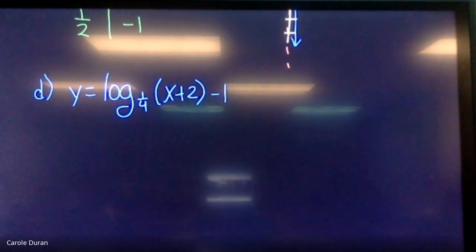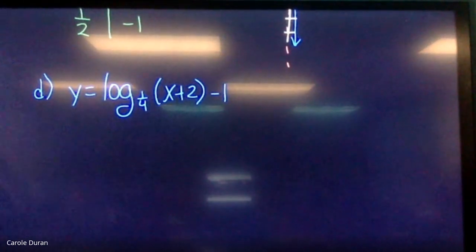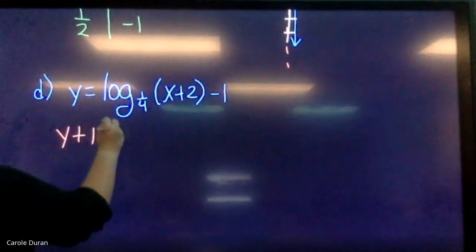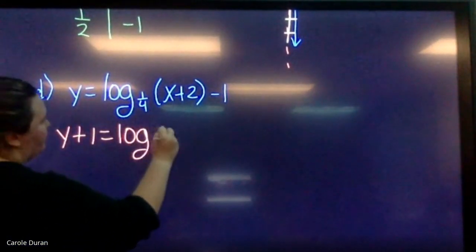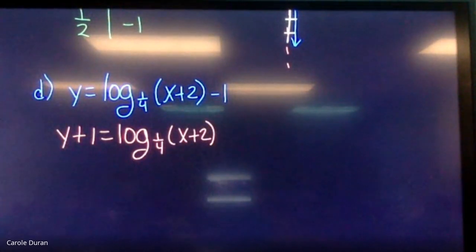Okay, so the first thing I want to do here is move some things around to make it easier to rewrite this as an exponential problem. As of now, that -1 on the end prevents me from rewriting this as an exponential problem. So I need to move that so it's grouped over with my y. That's the first thing you need to do. We only move something that's not grouped with our x. So this then becomes y plus 1 equals log base 1/4 of x plus 2. And now I can go ahead and rewrite this as an exponential problem.